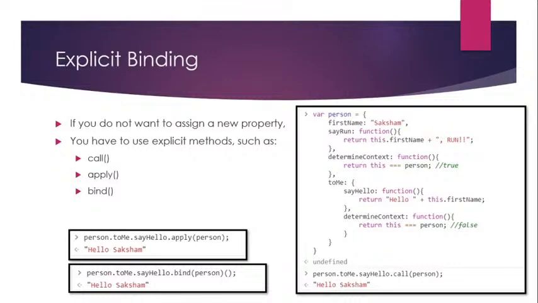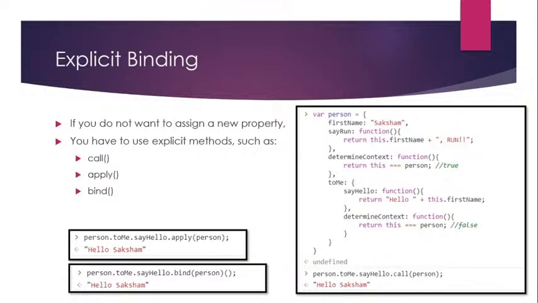So for explicit binding to work, you need to use these explicit methods, which are call, apply, and bind. Okay, and with these functions in action, you can see that we're not actually declaring another property in the toMe object. We're just calling or applying or binding this person object to this function, and it works magically. Okay, so without any further ado, let's just see what these three methods are and how they're used.